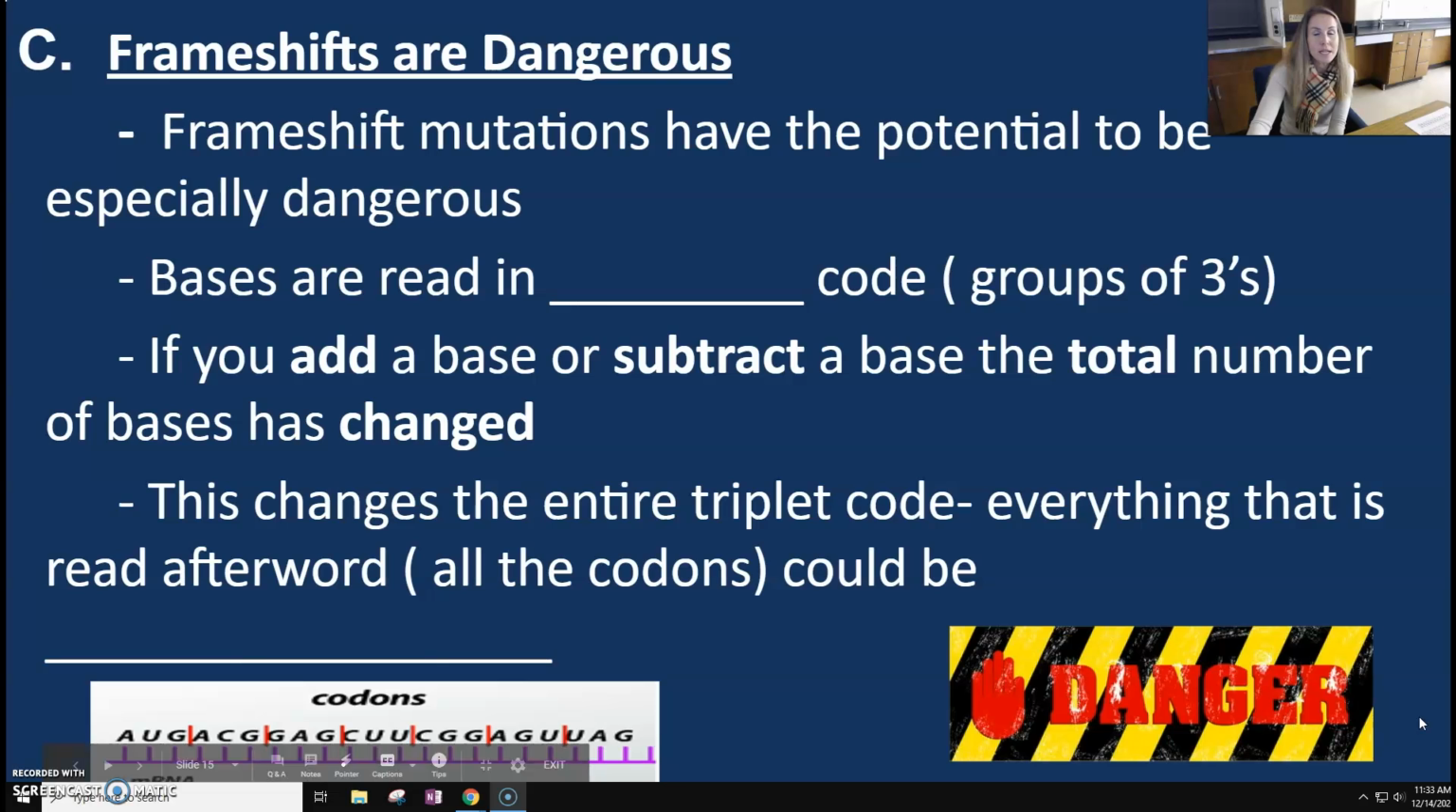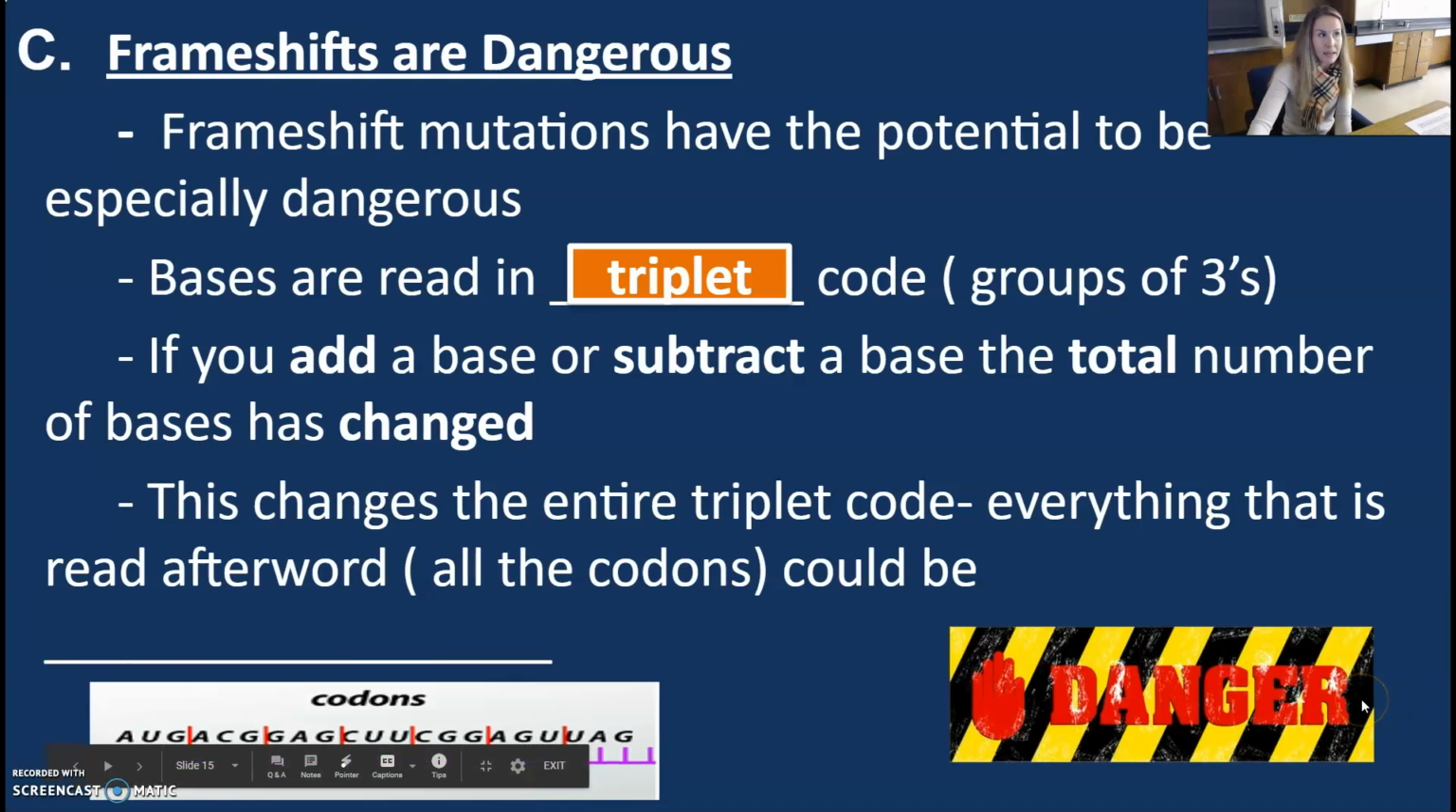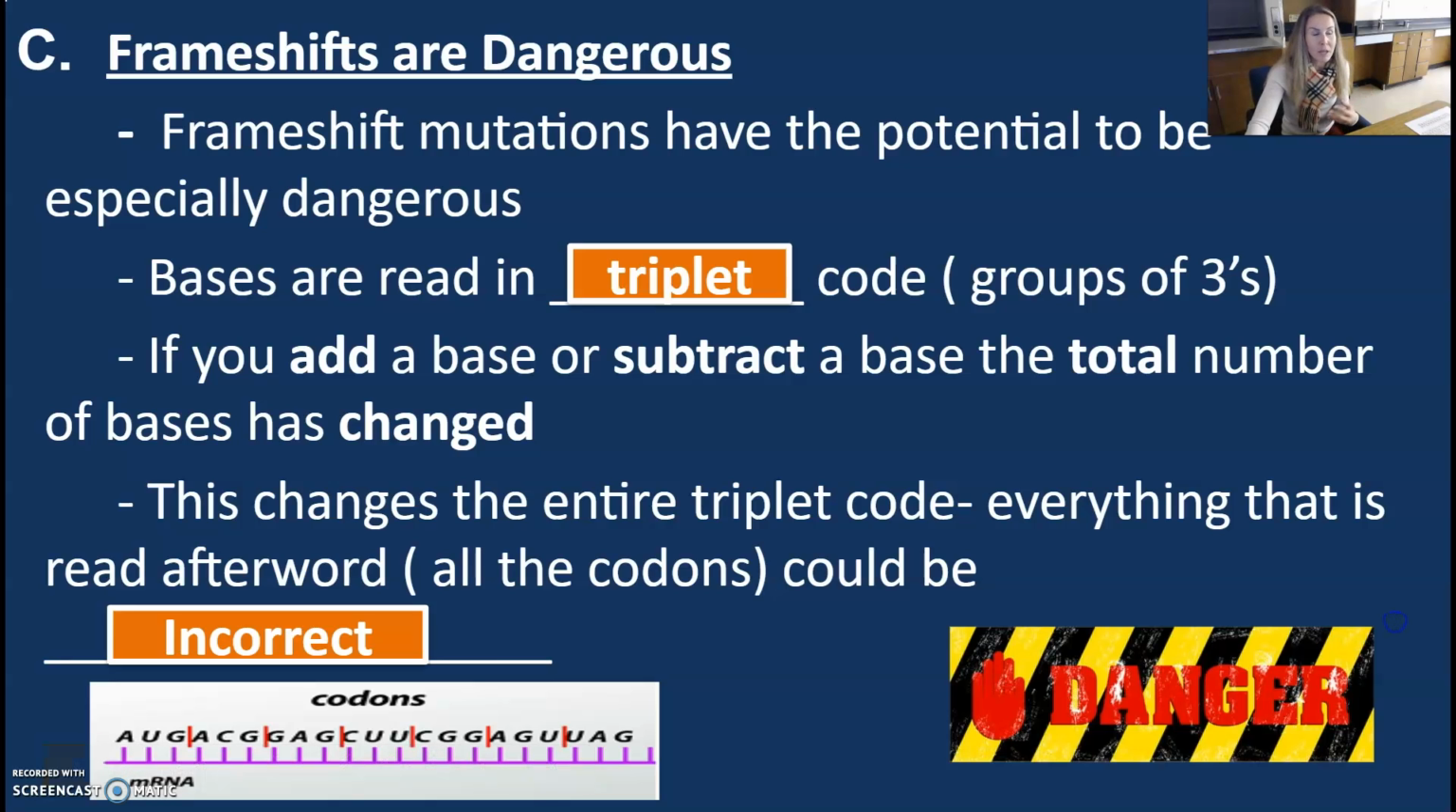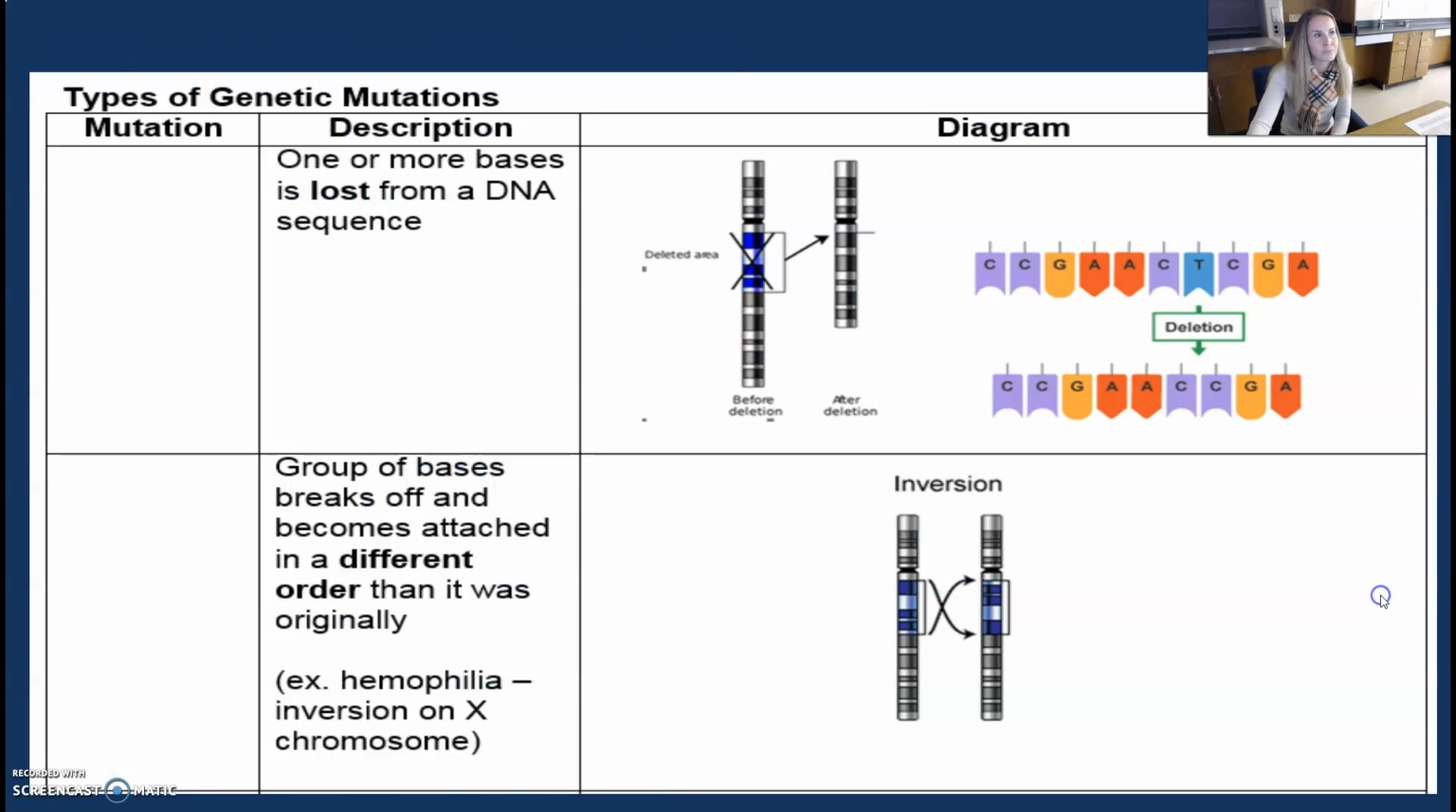Frame shift mutations are dangerous because bases are read as a triplet code, groups of 3. Remember, if we add a base or subtract a base, the total number has changed. So this changes the entire triplet code, so the entire codon. Everything that is read after could essentially be incorrect.